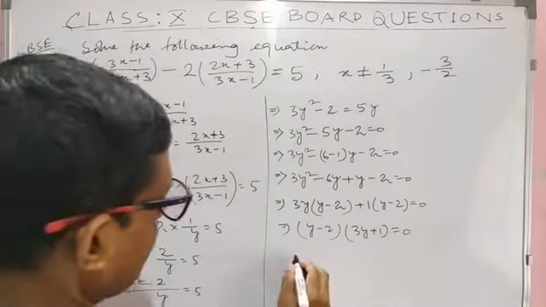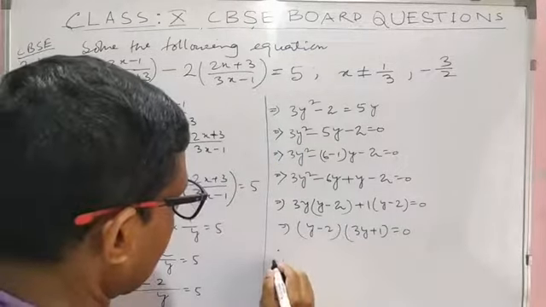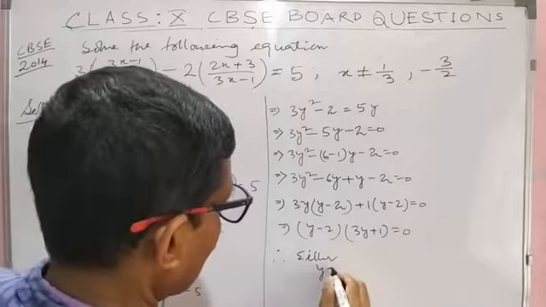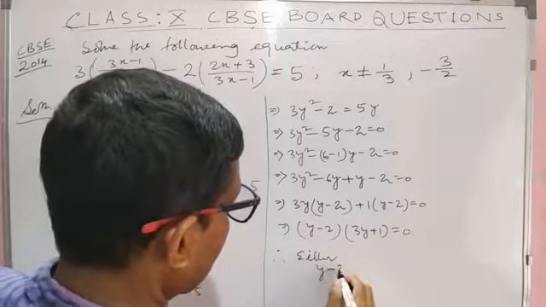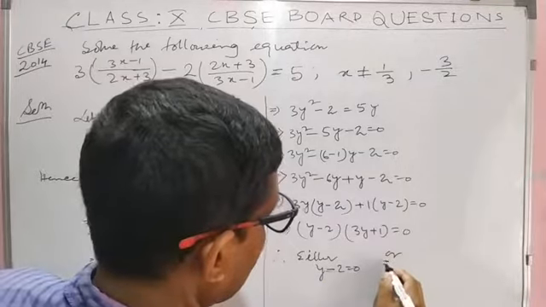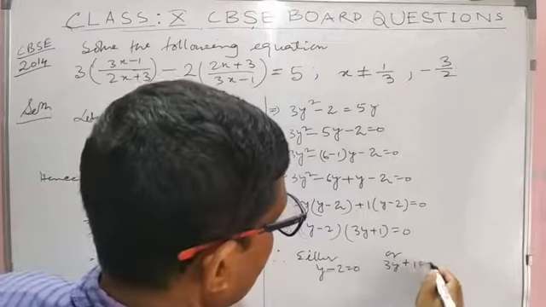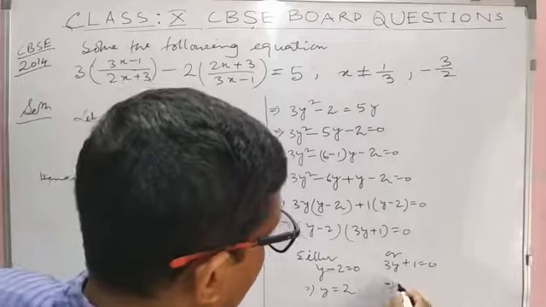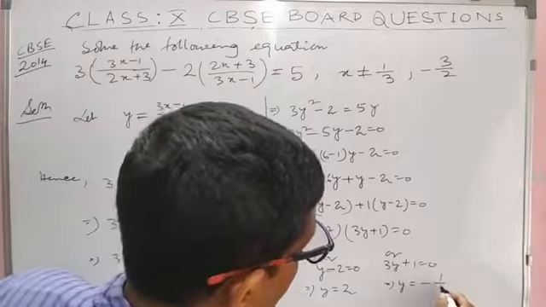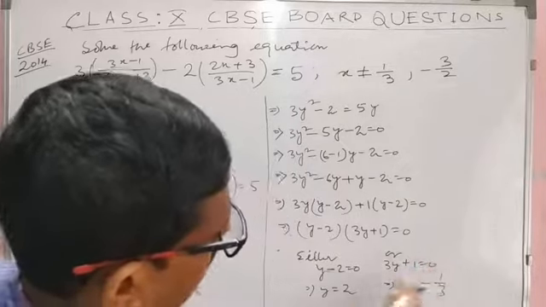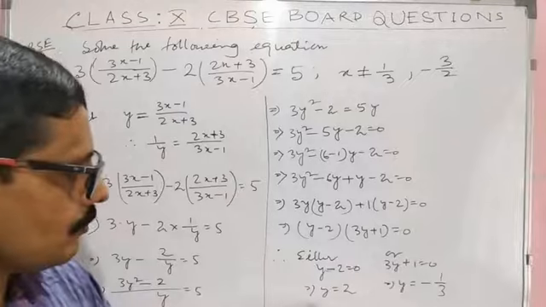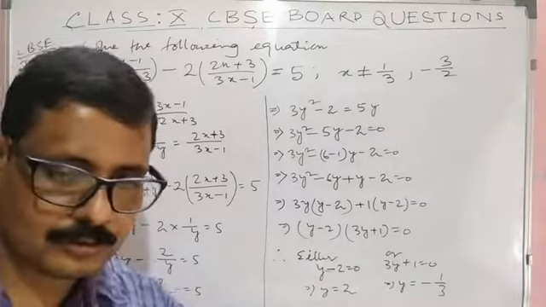Therefore, either y minus 2 equal to 0 or 3y plus 1 equal to 0. This implies that y equal to 2, and this implies that 3y equal to minus 1, transferring this side minus and 3 divide. So we get the value of y as y equal to 2 and y equal to minus 1 by 3.